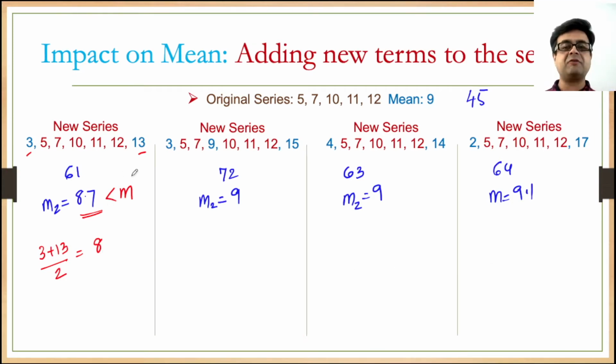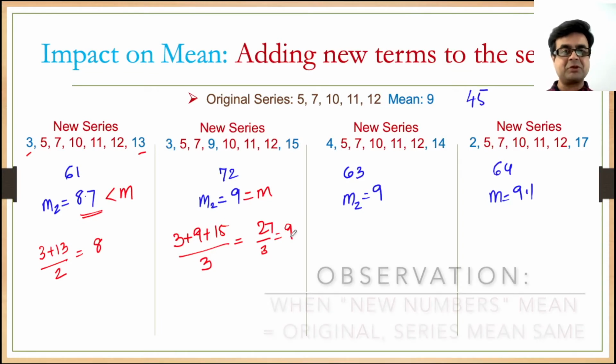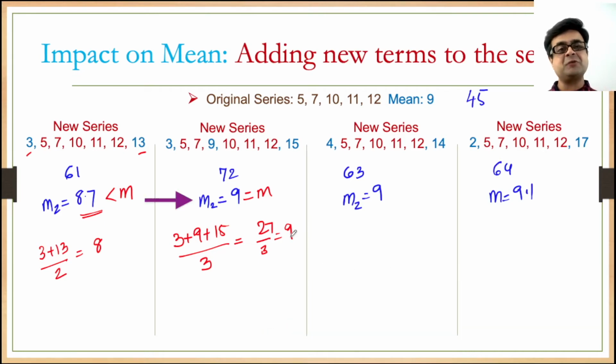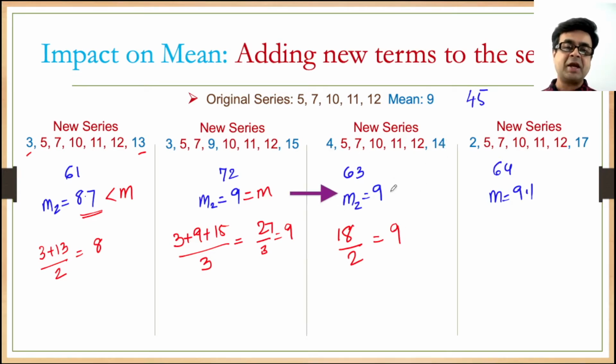With the same logic, if you add numbers whose mean is the same as the original mean, then the mean should remain the same. So in this particular series, you can see that the mean has remained the same as the original mean. The average of the new numbers, divided by 3 because there are 3 numbers, would be 27 by 3, which is 9. So when I calculate the mean of the new numbers, I found that it is 9. Hence, the mean of the series will not change. Similarly here, 18 divided by 2 is 9. So the mean of the new numbers that I'm adding to the series hasn't changed. Hence, my new mean is the same as my original mean.